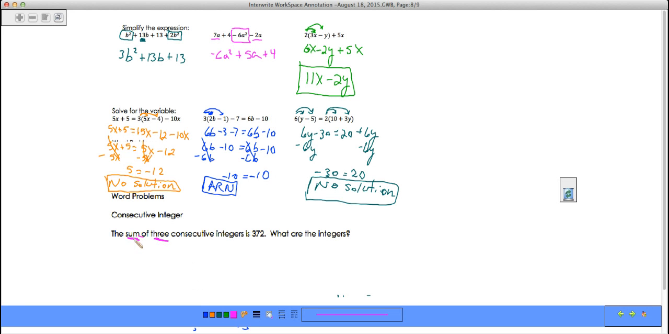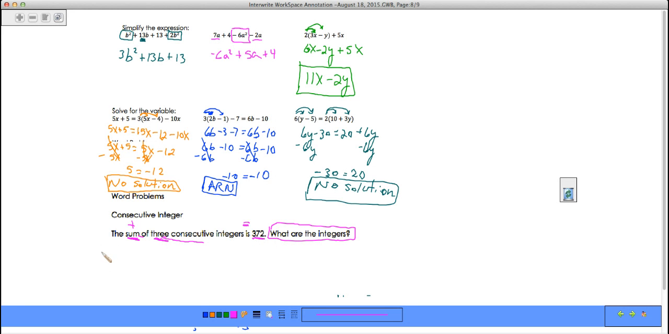We know what sum means. Sum means addition. So I'm going to go through here and underline my important information. The sum, which we said is addition, of 3 consecutive, 3 in a row, integers equals 372. Our numbers are almost always important in a math problem. And we want to know what the integers are. So I'm going to put a box around what it's asking me to do. I have 3 numbers in a row that equals 372.